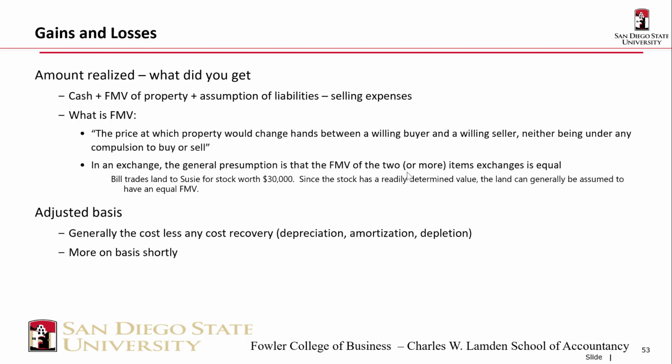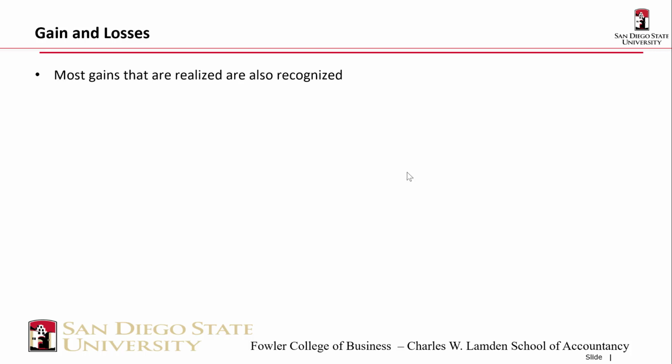What is adjusted basis? That's generally the cost of the item, less any cost recovery. Cost recovery in tax terms is generally depreciation, amortization, or depletion, but we'll get to more on basis eventually, not this lecture, because this is just an overview.